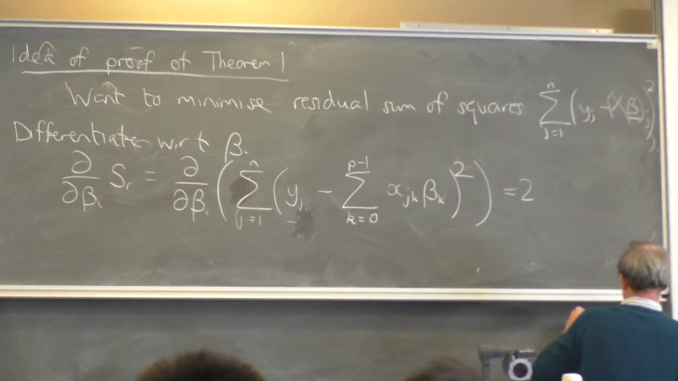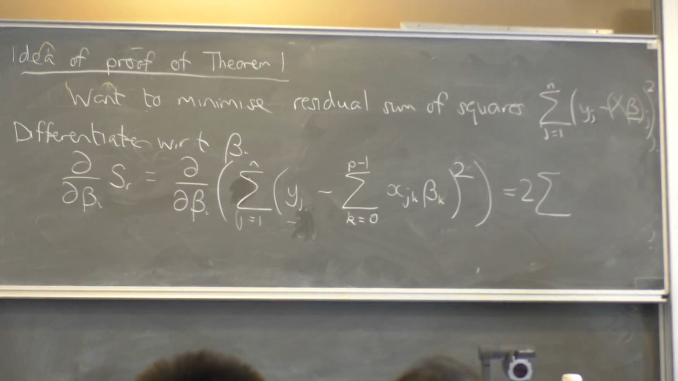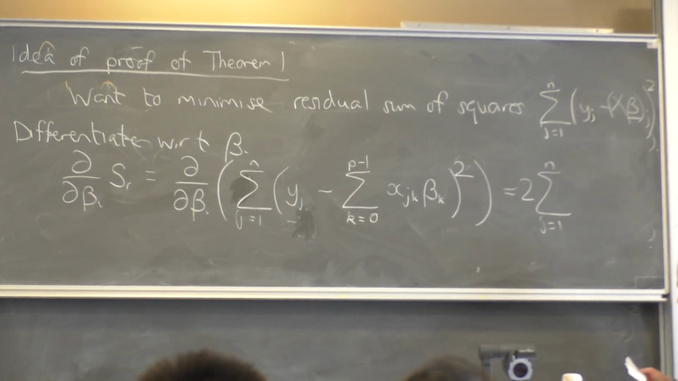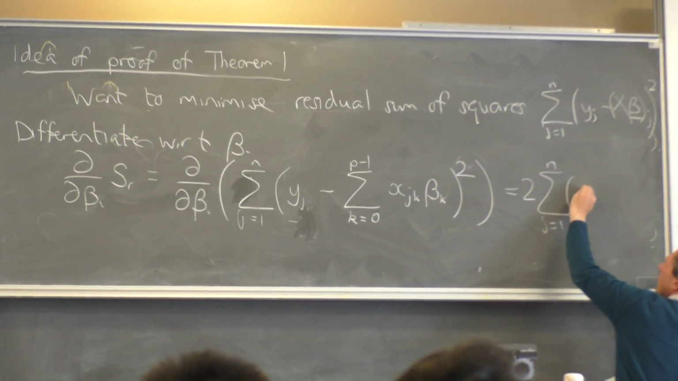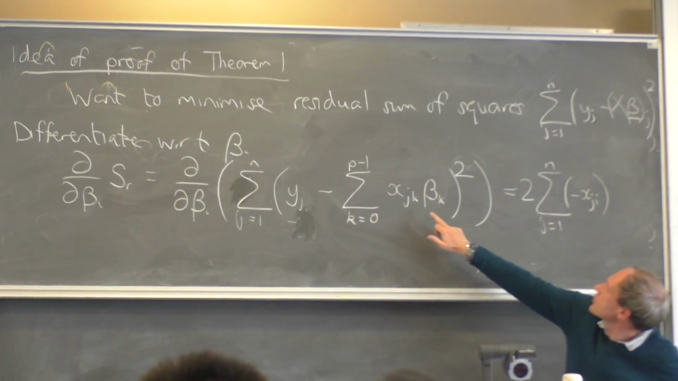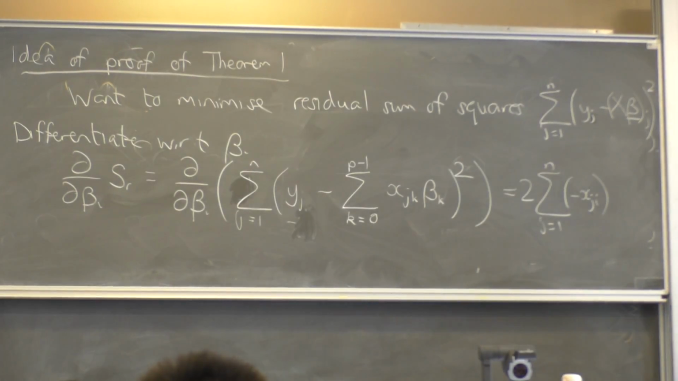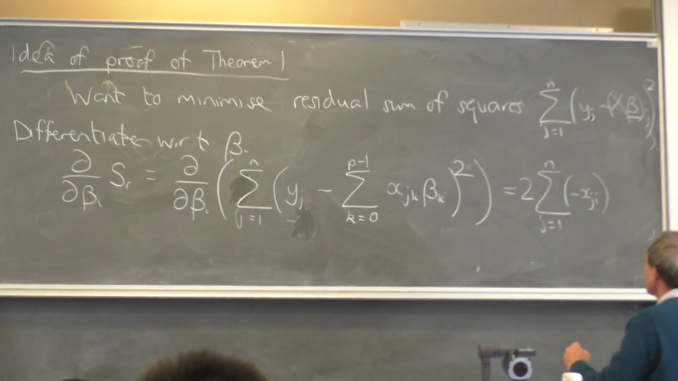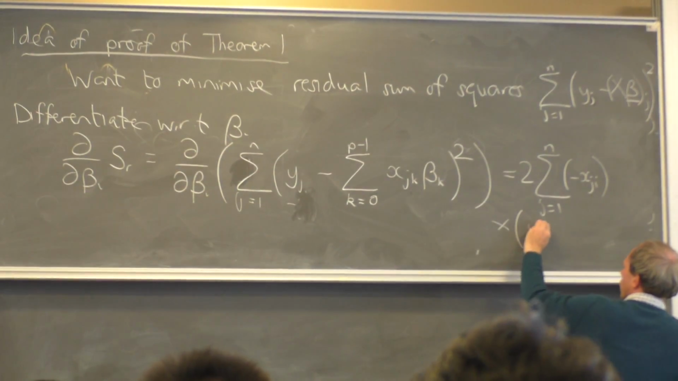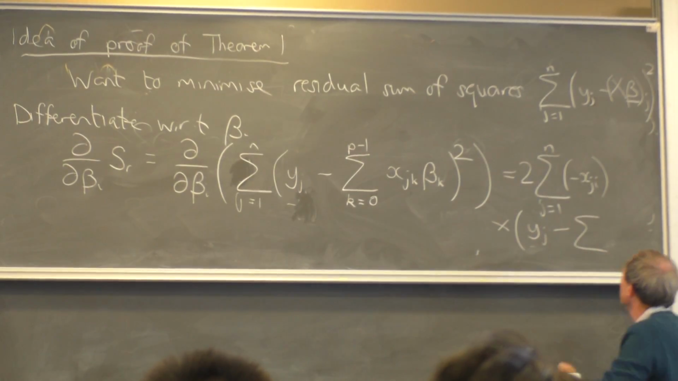So we end up with a 2, which comes from the fact we're differentiating the square, sum from j equals 1 to n. We get minus x j i, which comes from that minus sign, and as I said, k equals i there, times y j minus this sum again.